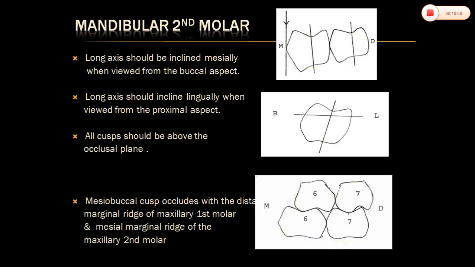Coming to the mandibular second molar. As usual, the long axis should be inclined mesially when viewed from the buccal aspect. Long axis should incline lingually when viewed from the proximal aspect. All cusps should be above the occlusal plane. Mesiobuccal cusp occludes with the distal marginal ridge of the maxillary first molar and mesial marginal ridge of the maxillary second molar. Here you can see clearly how the marginal ridges are occluding in the picture.